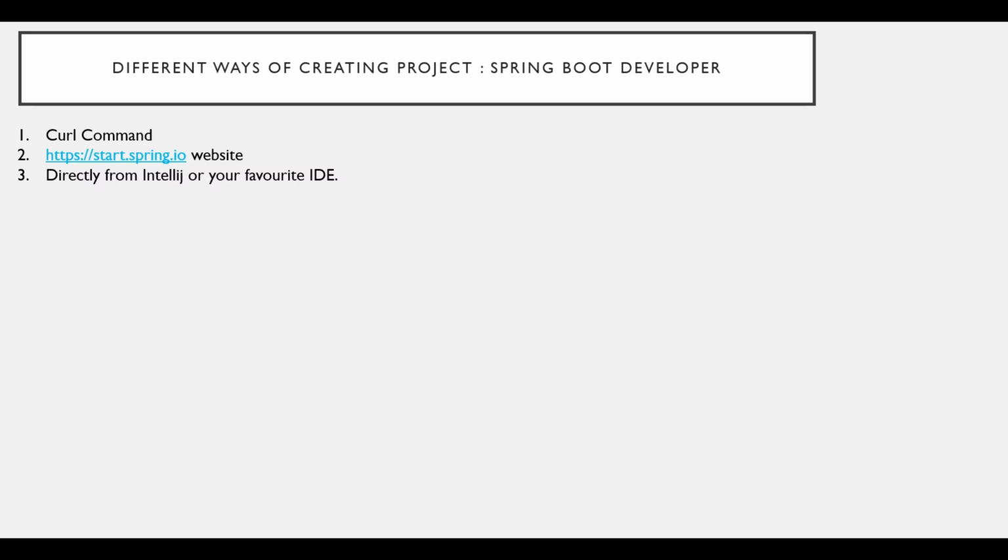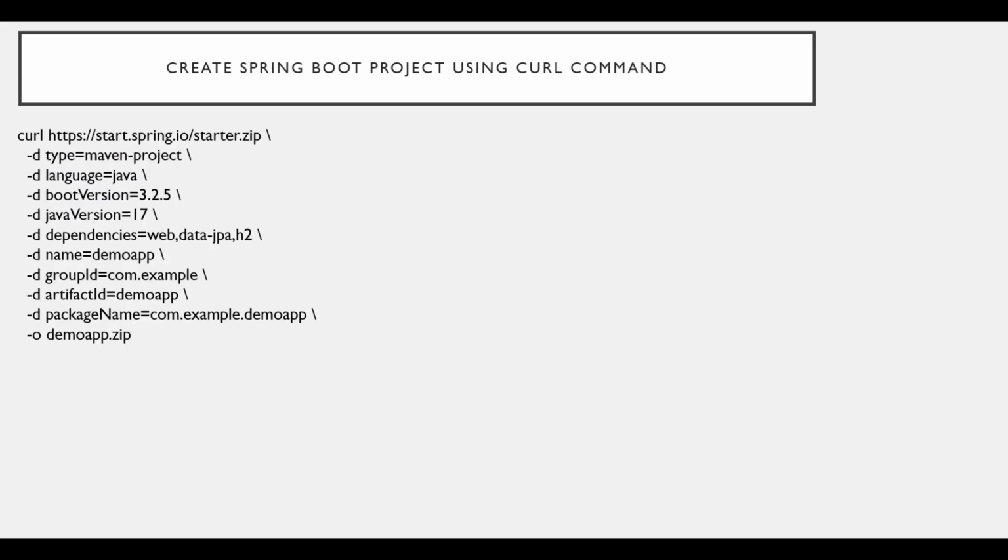Third is to use your favorite IDE, let's say IntelliJ. If you are using the Ultimate Edition, it has this feature of directly creating the project from within the IDE; I think the Community Edition doesn't have it. But I don't think you will find the first method, creating the Spring Boot project using the curl command, in many of these videos.